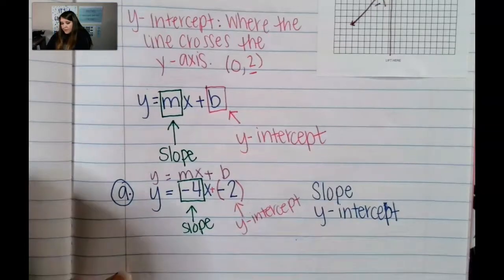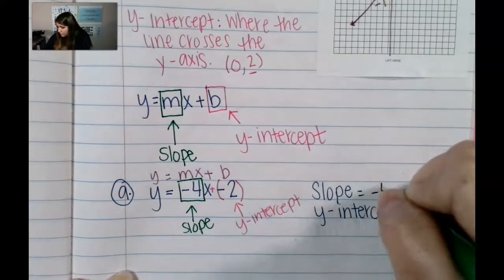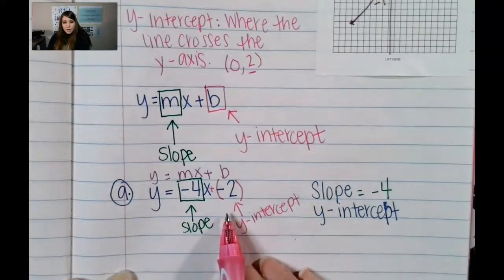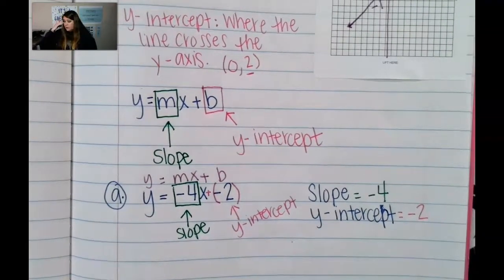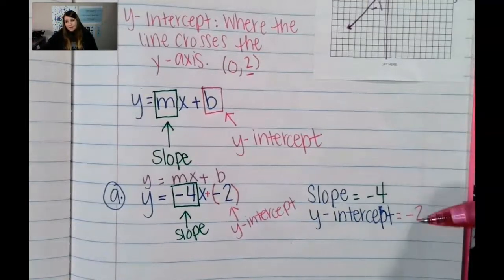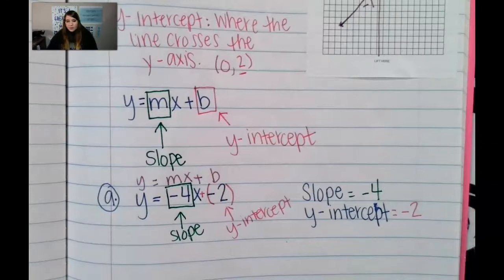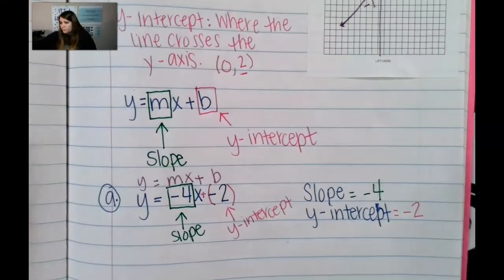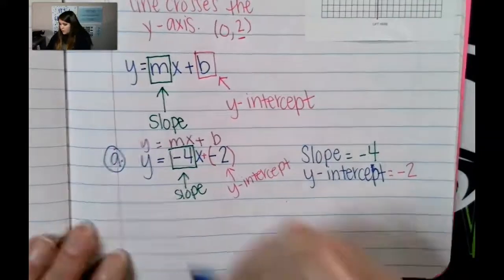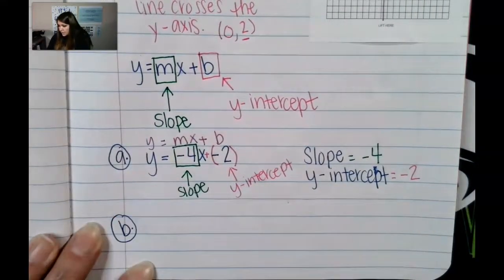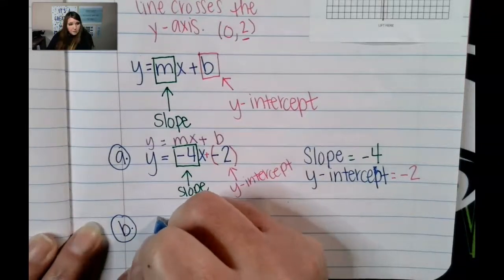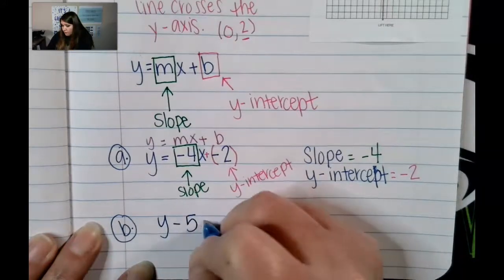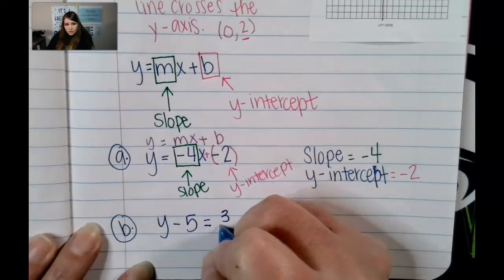So when we're identifying these things, our slope equals negative 4. The spot where the line crosses the y-axis is going to equal negative 2. So you've identified the slope and the y-intercept. Okay, let's do another example. All right, so example B. Example B says that you have y minus 5 equals 3 over 2x.